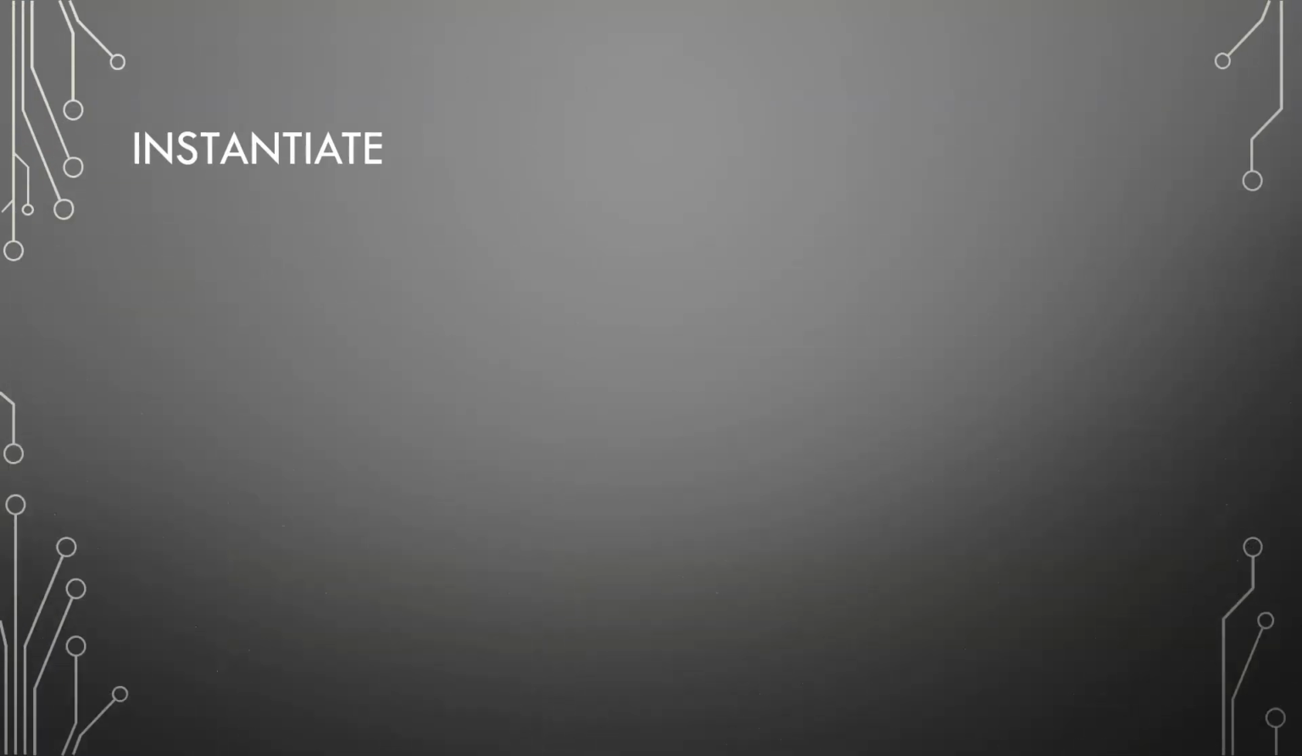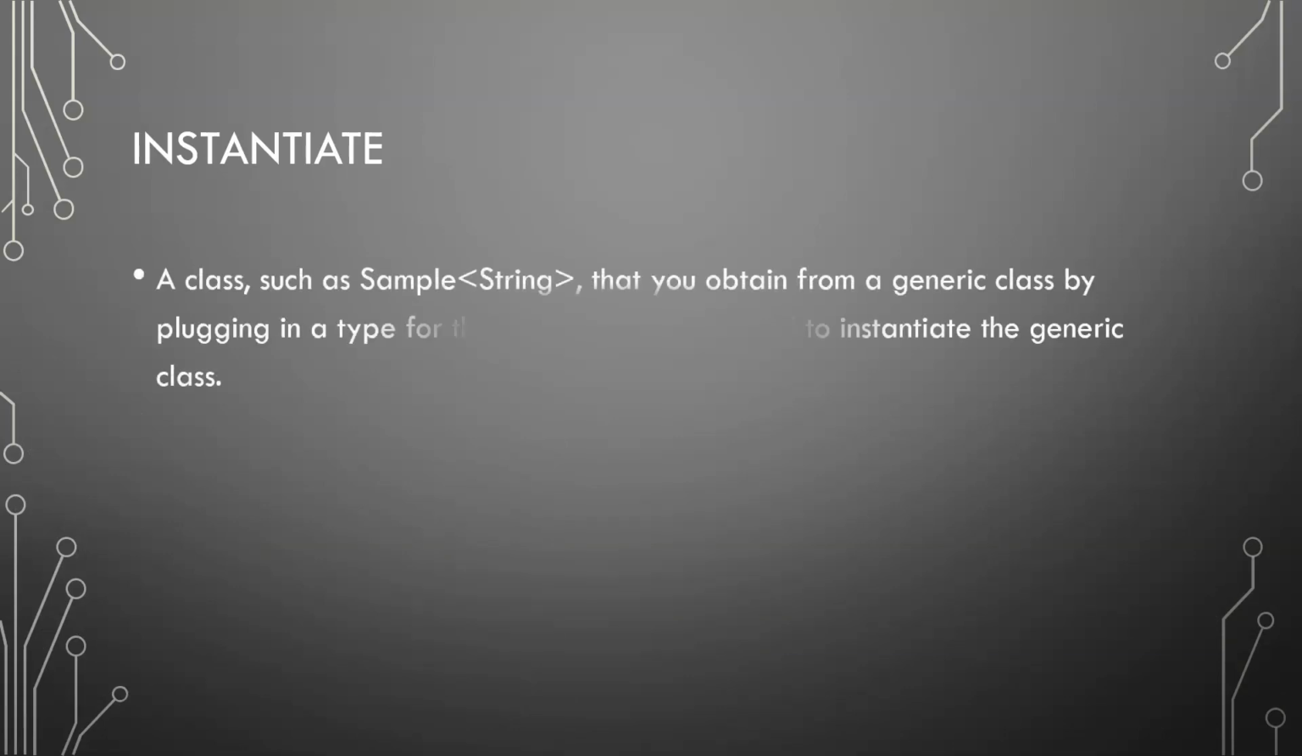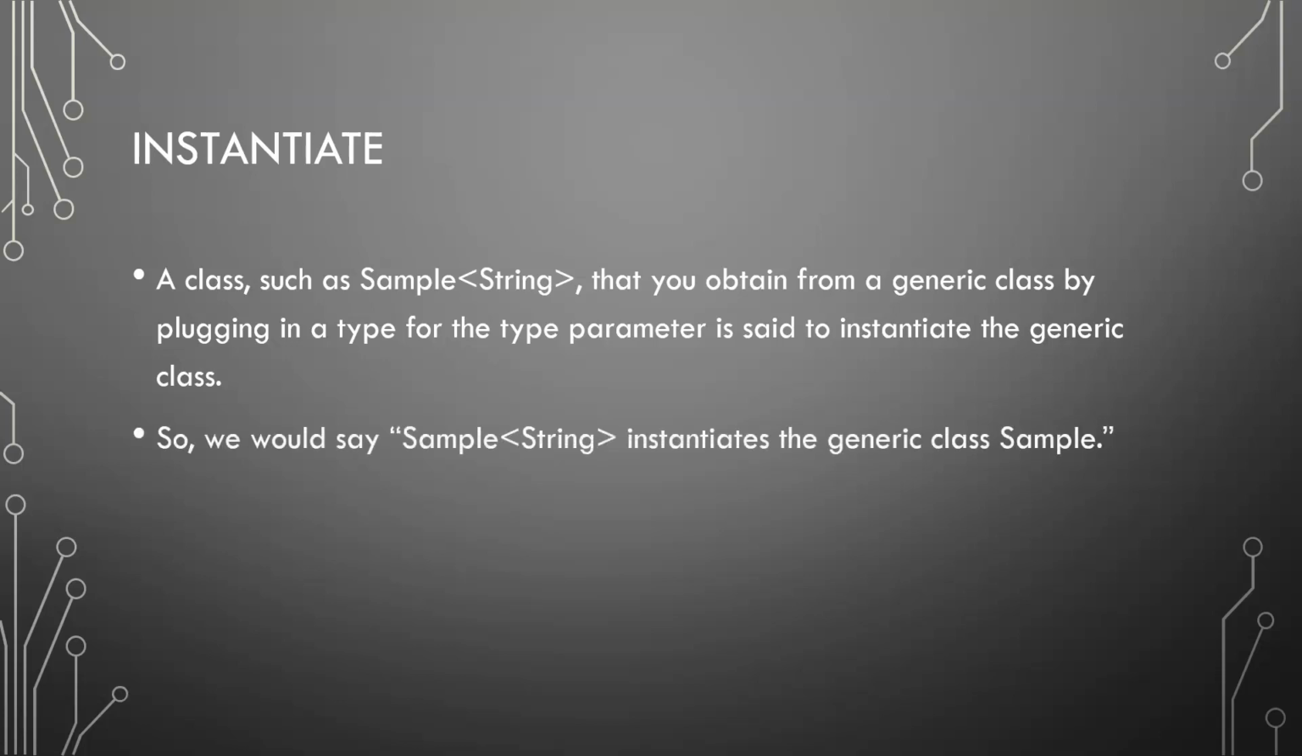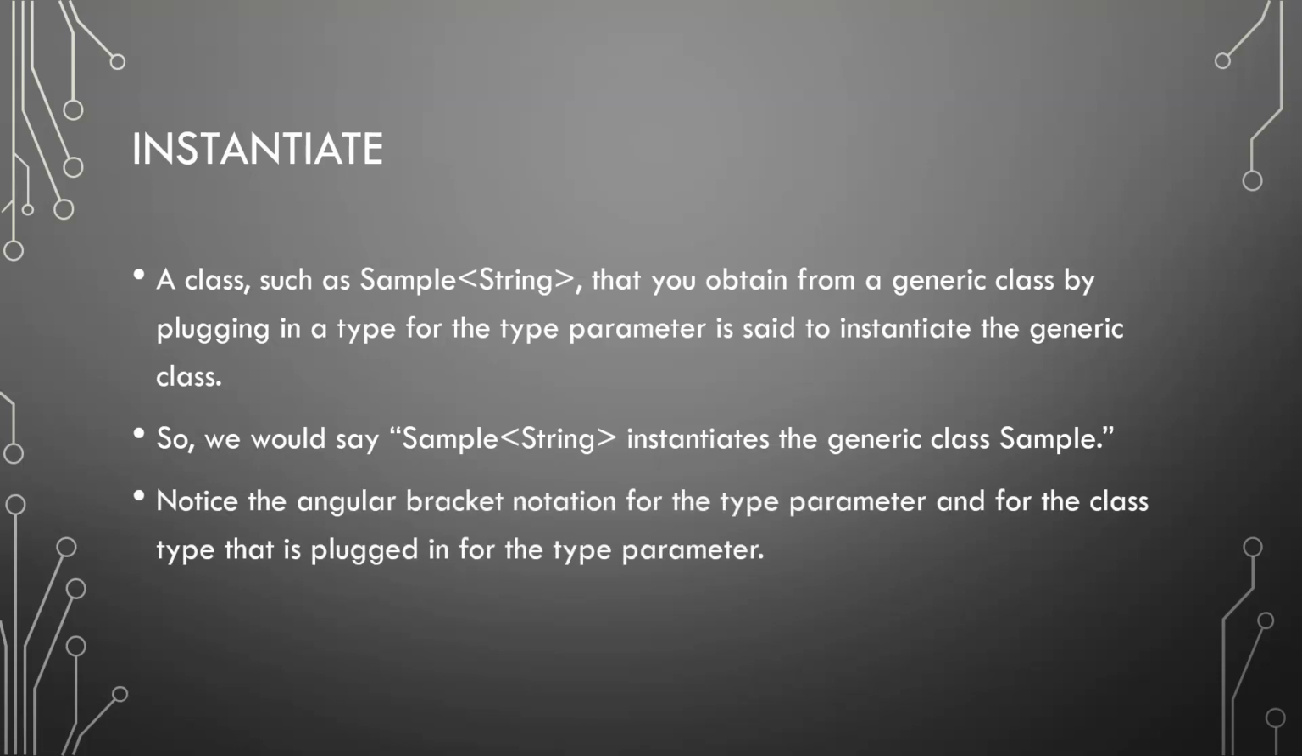Now, this leads into something called instantiate or instantiation. That's a mouthful. I don't know if I can pronounce it correctly. A class such as Sample<String> that you obtain from a generic class by plugging in a type for the type parameter is said then to instantiate the generic class. So we could say Sample<String> instantiates the generic class Sample. Now notice the angle bracket notation for the type parameter and for the class type that is plugged in for the type parameter. We've seen this notation before with ArrayLists.